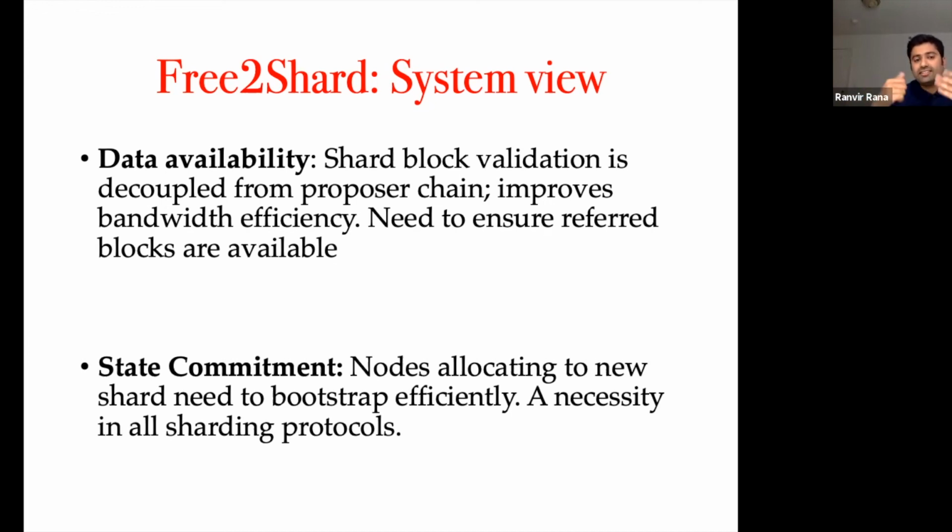So you need the shard blocks to be available. And the reason it's challenging is because you need bandwidth efficiency. Not all honest nodes will receive all shard blocks. They will only receive shard blocks of their own shard. So to achieve this data availability scalably, we implement an existing solution called coded Merkle trees.